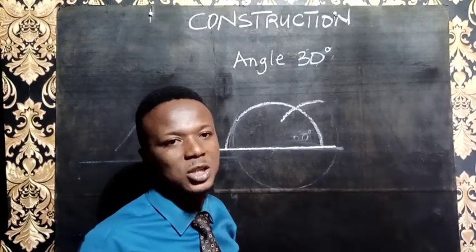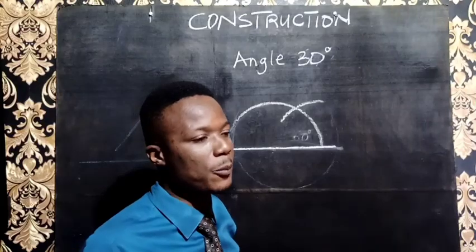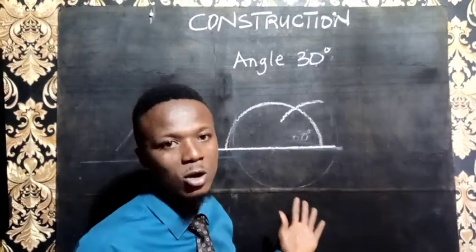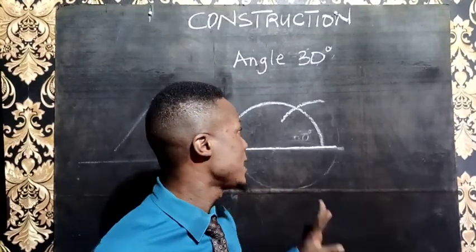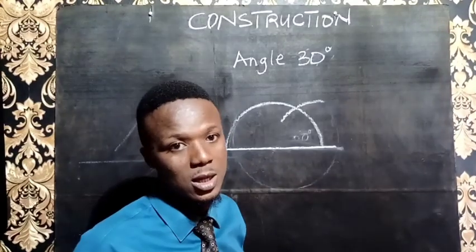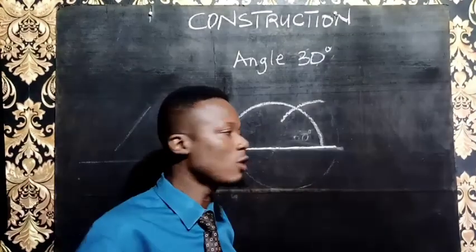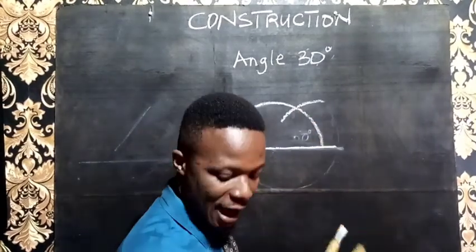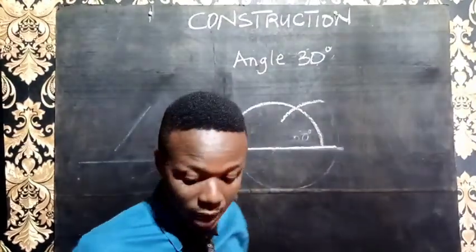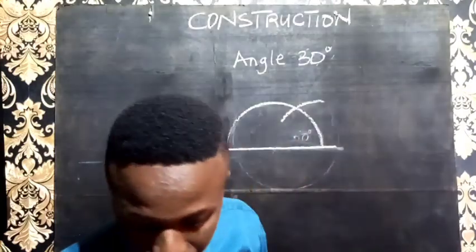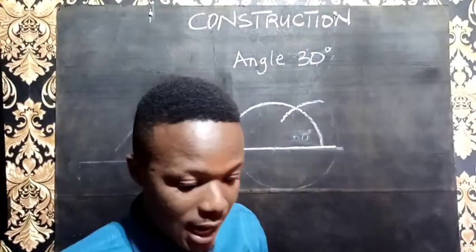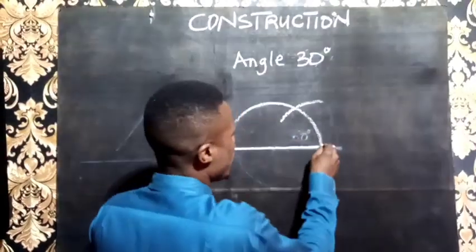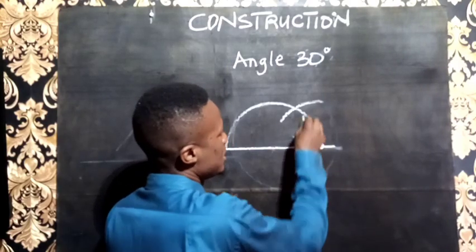Mind you that bisection means a way or a process of dividing an angle or a side into two equal parts. Not just two parts, but two equal parts. Okay, so to bisect this 60 degrees, I have to consider 2 points. And what are the points? The points I have to consider are this point 1 and these 2 points.